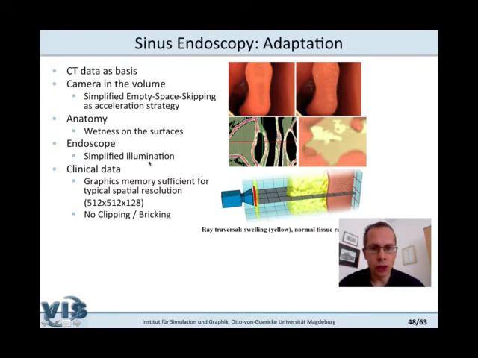The illumination was not too advanced, just to cope with the real-time capabilities. That all was realized on the graphics card, also the whole volume rendering. So here the ray traversal is a bit indicated, swelling and the wall of the nasal cavity behind.